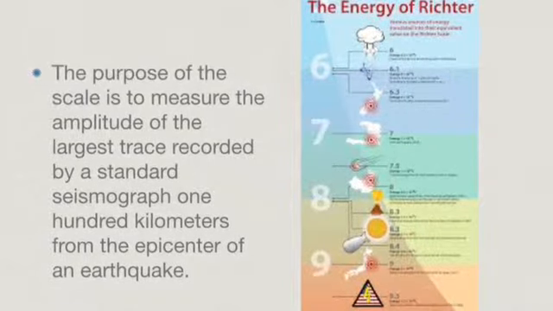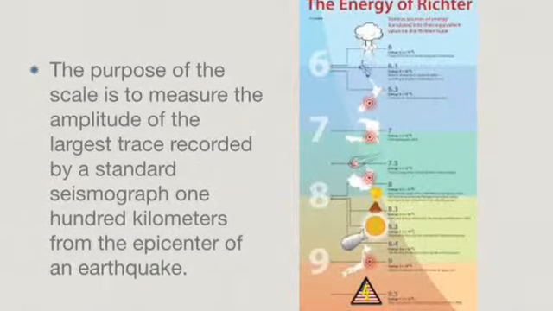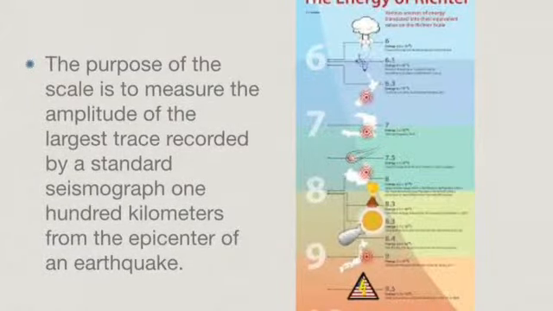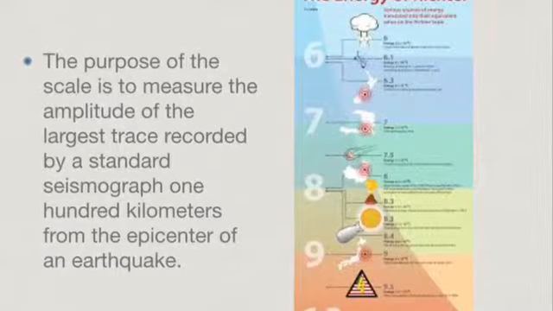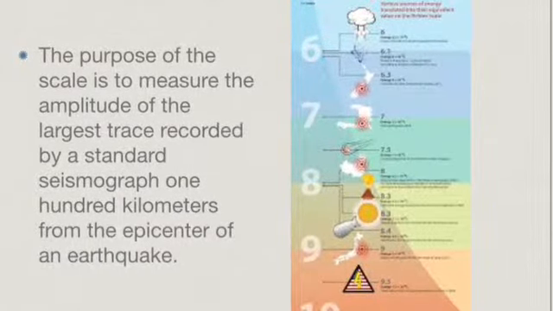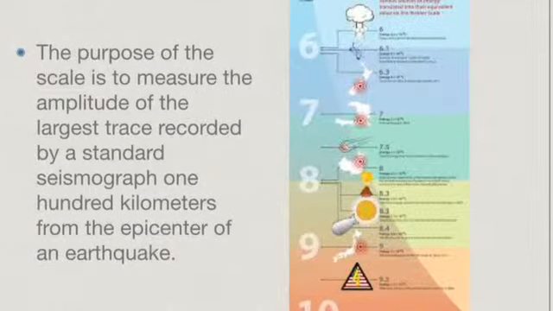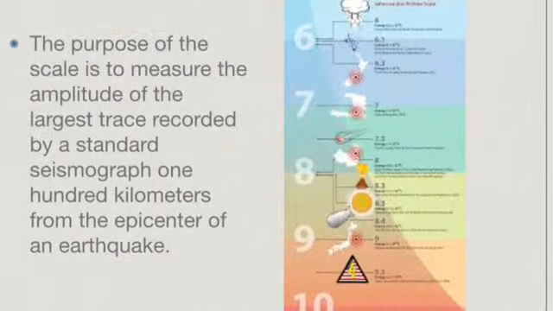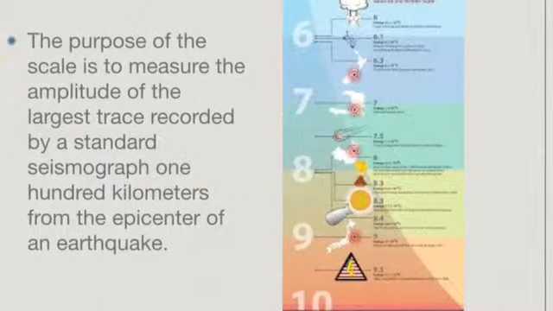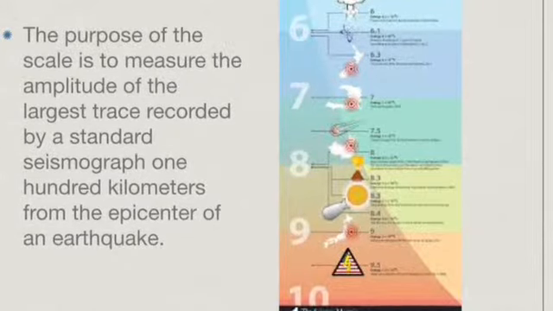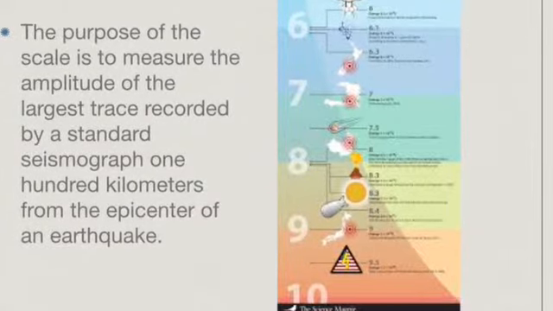The purpose of the scale is to measure the amplitude of the largest tremor recorded by a standard seismograph 100 kilometers from the epicenter of an earthquake. For example, a 1 unit increase means about a 30 times increase in released energy. To put that another way, each number on the Richter scale represents an earthquake 10 times as strong as one of the next lower magnitude. Specifically, an earthquake of magnitude 6 is 10 times as strong as an earthquake of magnitude 5.